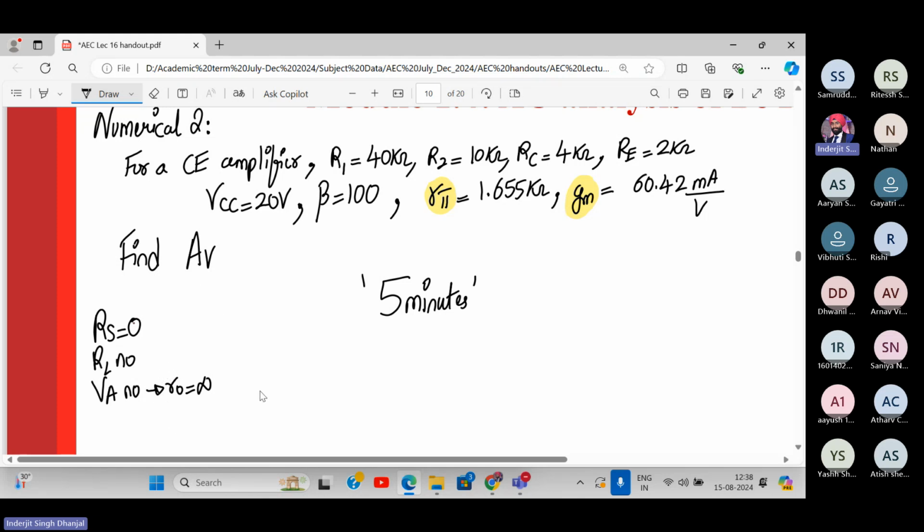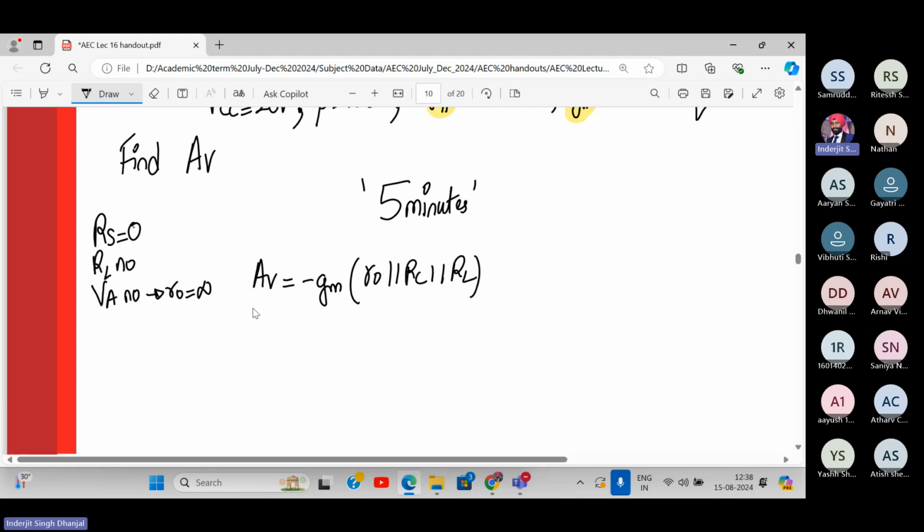Can you tell me what will be the formula for AV? Directly minus GM, RO parallel to RC parallel to RL. RO is infinite, RL is not present. So what is it? Minus GM into RC. That's it. Also find Rin and Rout, that will be good.